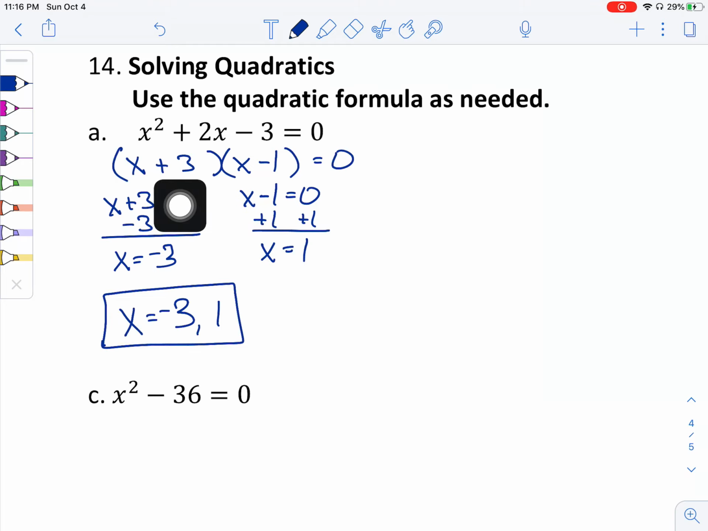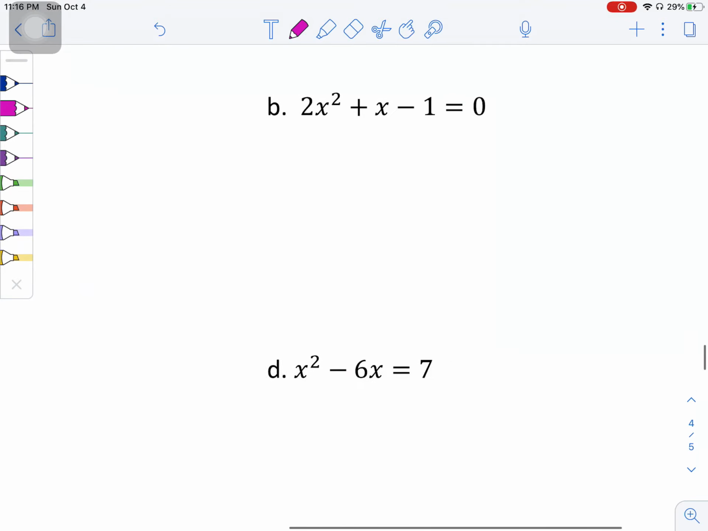One quick note, how did I know that these were the right values? Well, when I multiply 3 times -1, I get -3. When I take 3 plus -1, I get 2. The reason this works is because there's no number in front of x squared other than 1, and so we can use the real simple way to do factoring trinomials. I'm going to slide over to part B here.